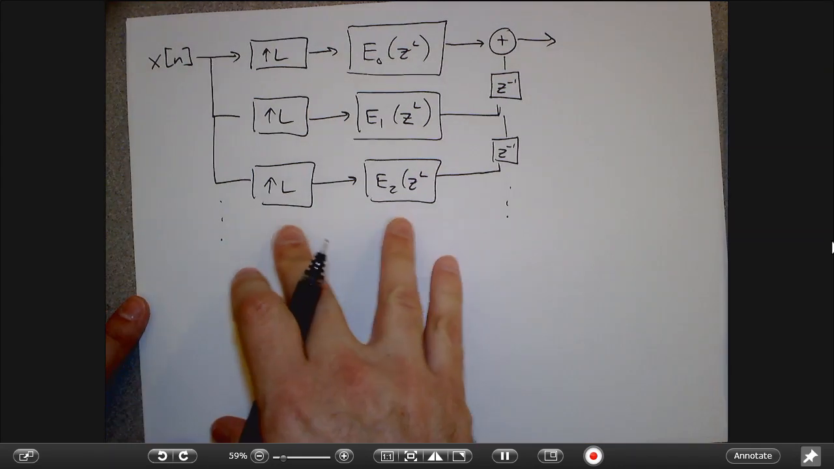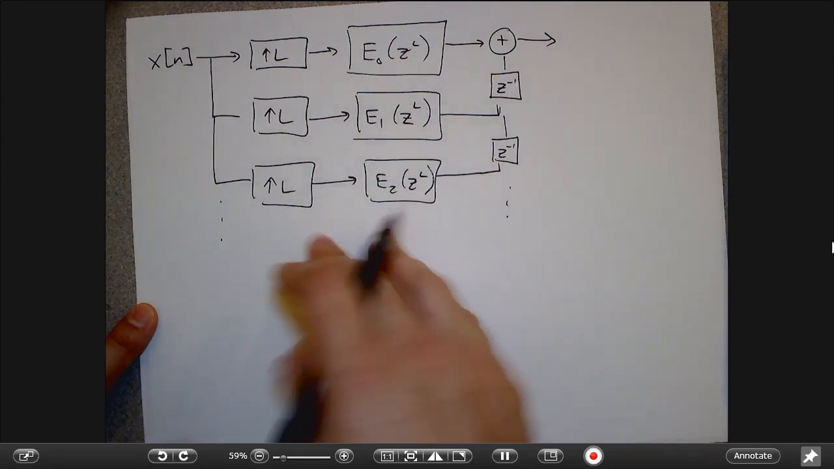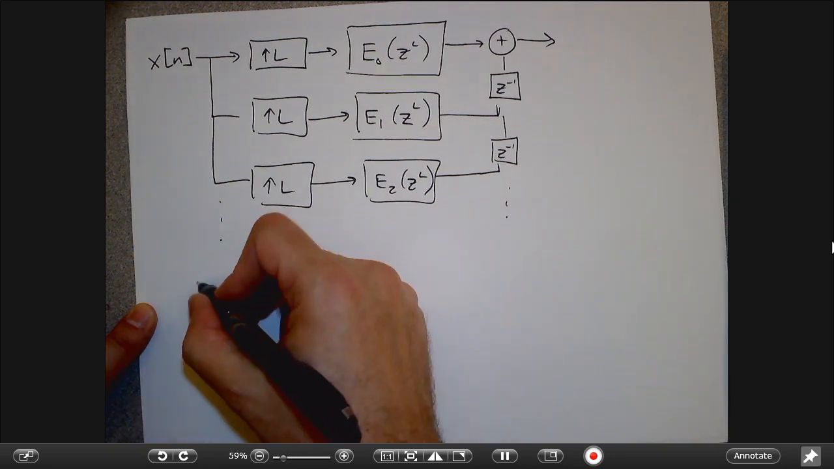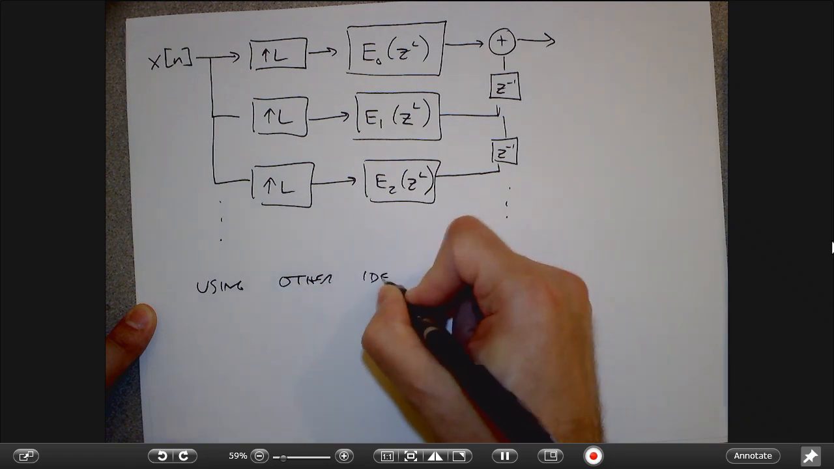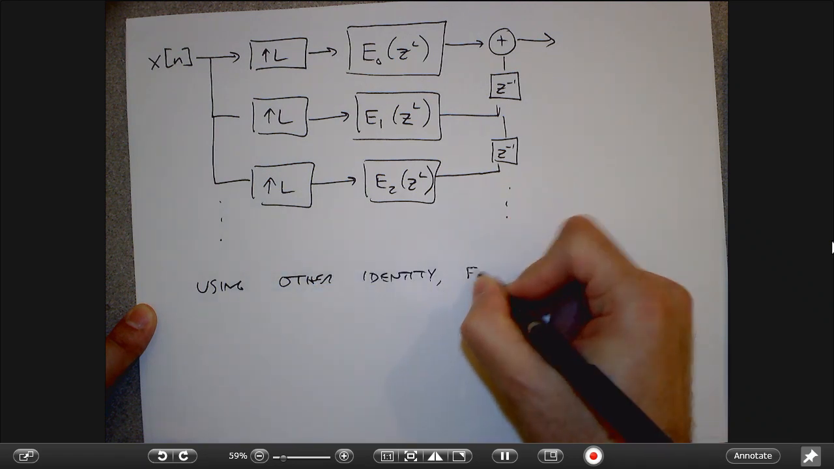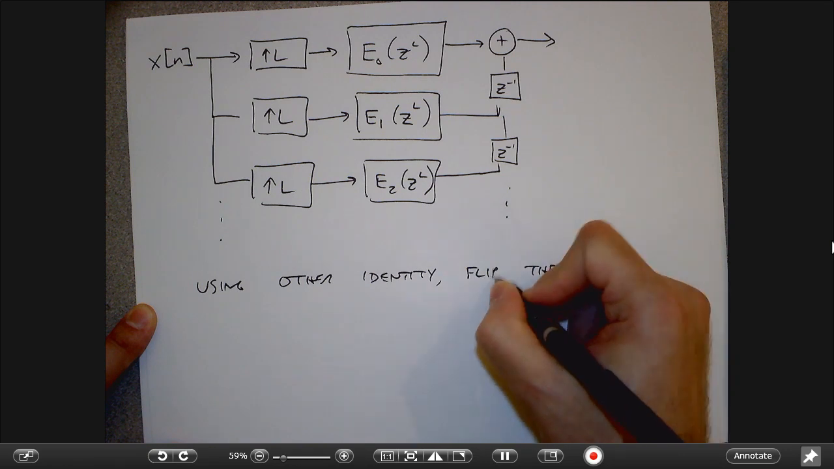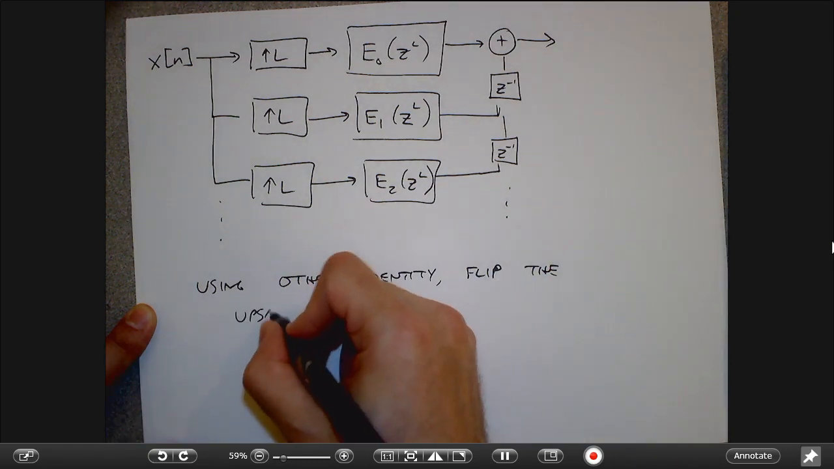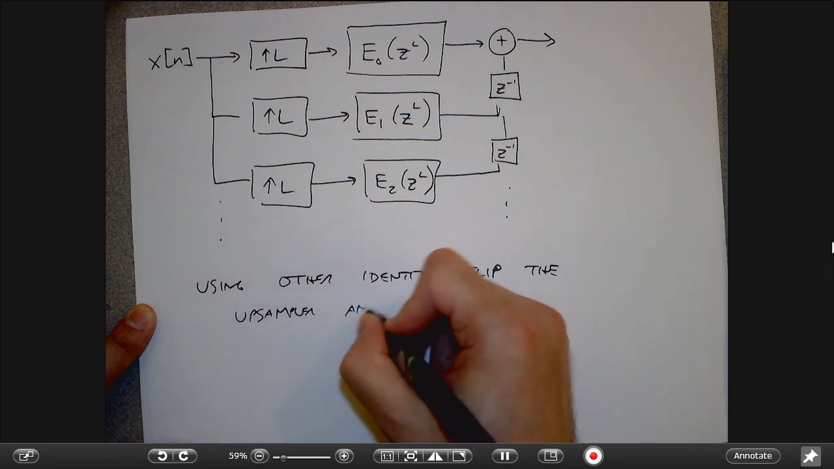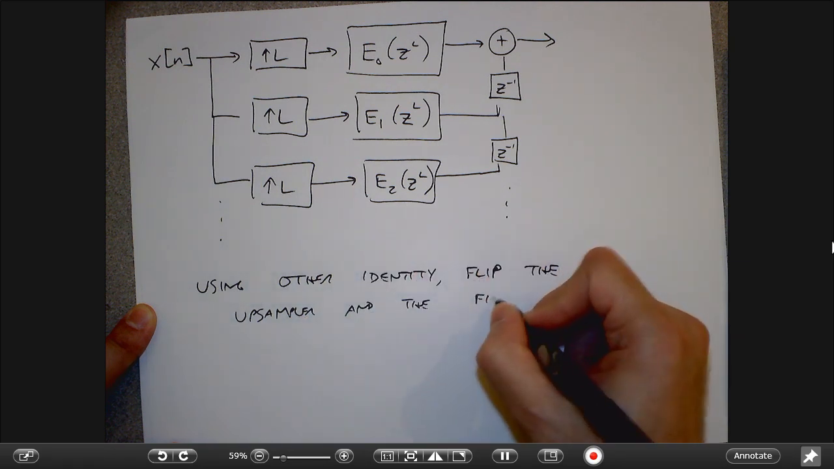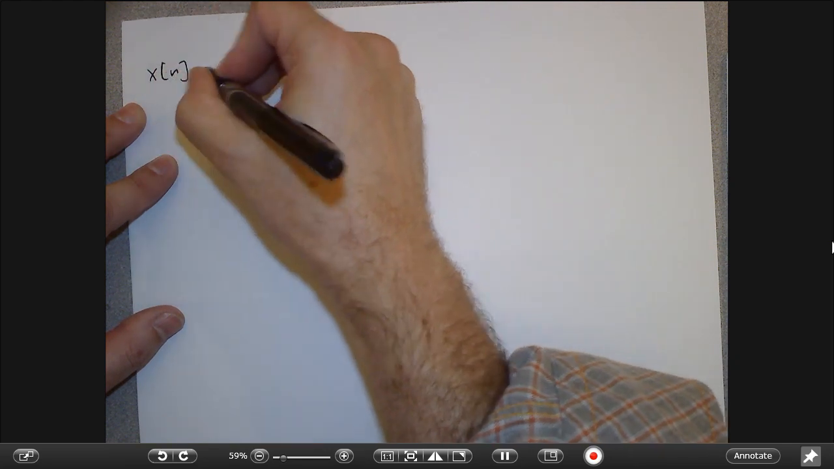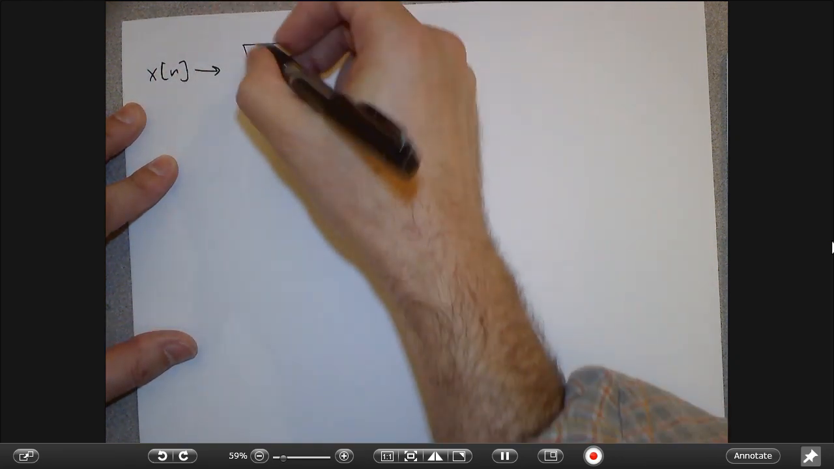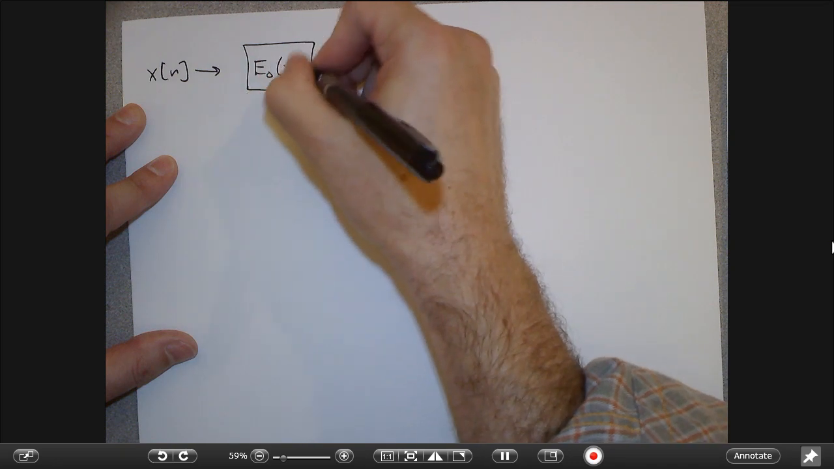And so what I would do is I would say, okay, well, why would I not just flip these guys around? So again, using the other identity, we're going to flip the upsampler and the filters. So using that, I would say, okay, I'm going to take my signal, I'm going to filter it by a bunch of shorter filters.